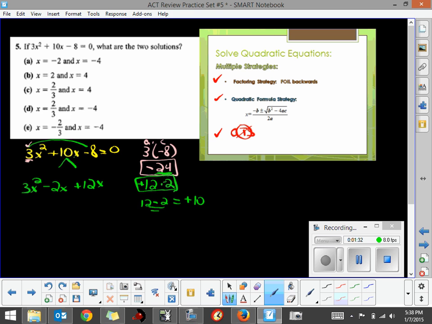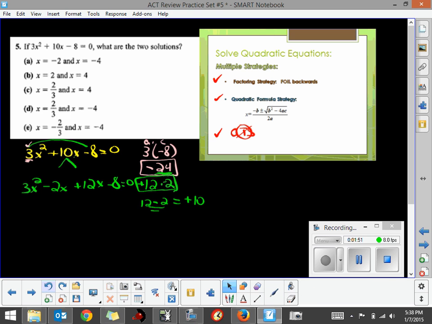And I want to re-emphasize what we're doing. We're just renaming this 10x as a negative 2x plus 12x. This right here is still a positive 10x. So I'm going to get rid of those so I don't have to look through that distraction. Then minus 8 equals 0.